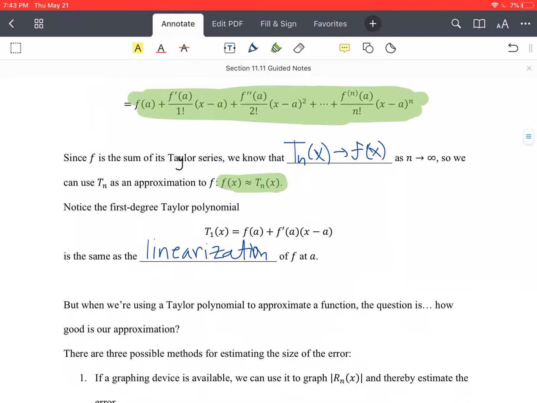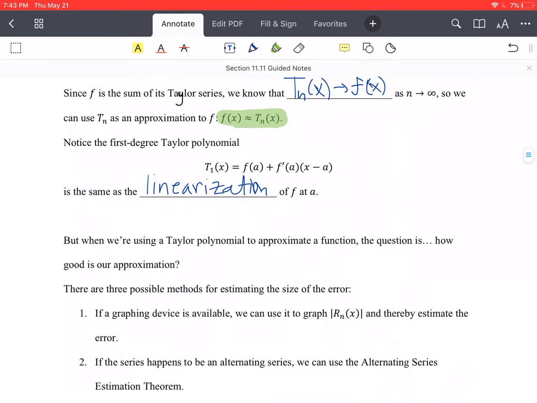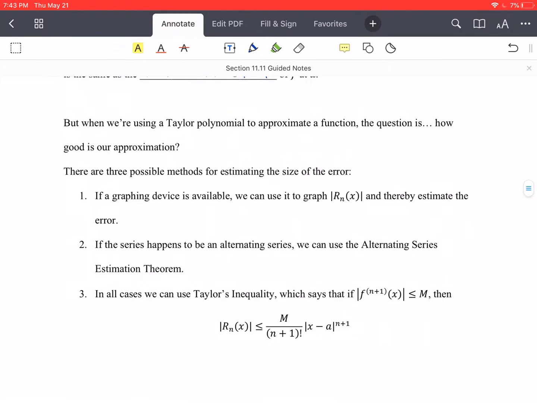But when we're using a Taylor polynomial to approximate a function, the question is, how good is that approximation? That's what we really need to know, not only what is the value, but how good is that value really? There are three possible methods for estimating the size of the error. One, if you have a graphing device available, you can use it to graph the remainder and thereby estimate the error. That's not the most precise way of doing it, though.